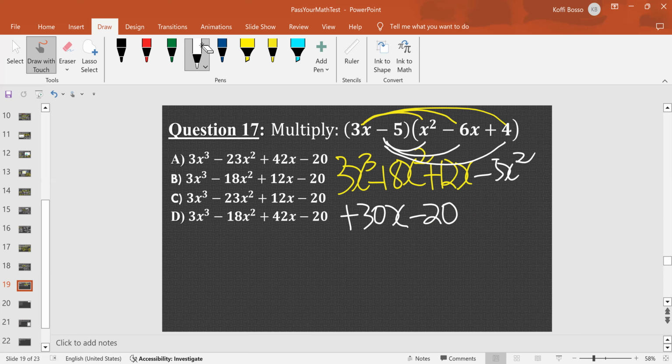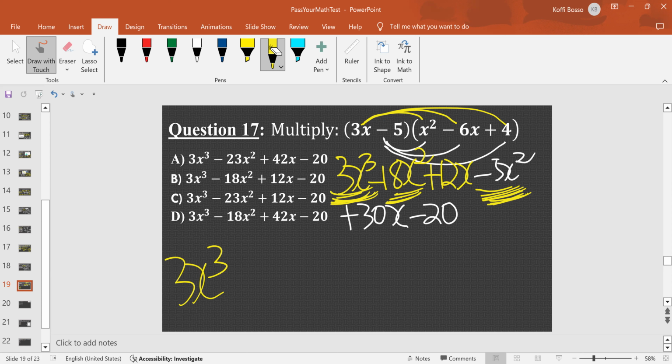Okay. The next thing is to combine like terms. So you will see that 3x cubed is alone. So we keep that 3x cubed because there is nothing else with x cubed. After that, we have 8x squared and negative 5x squared. If you combine 8x squared and negative 5x squared, you get 3x squared. It's just 8 minus 5 to get the 3. You keep the x squared.